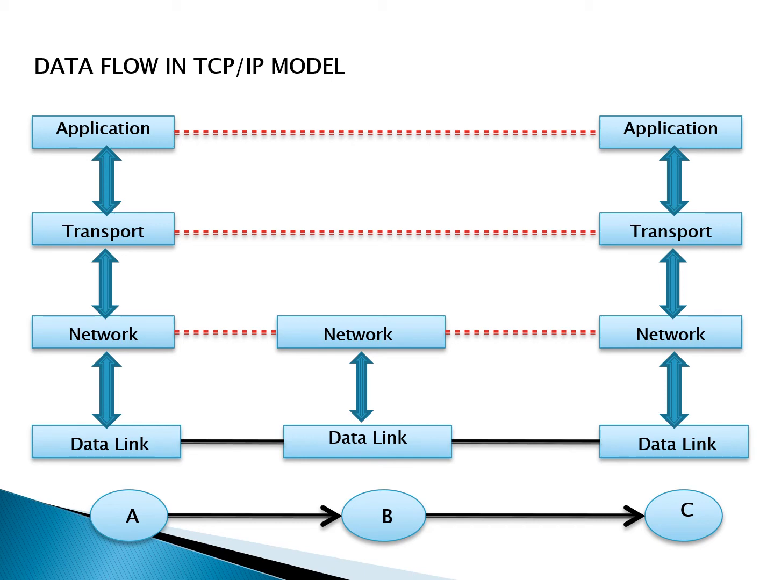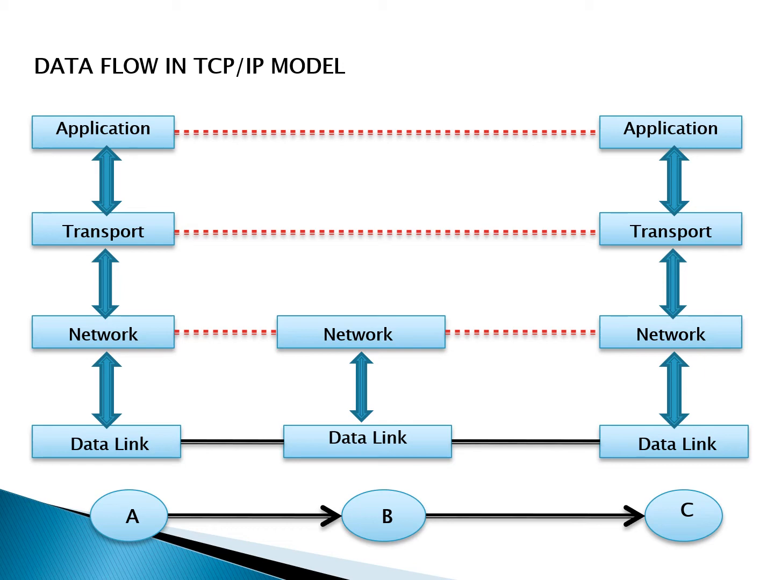This slide shows how data flows in the TCP/IP model. Data flow in TCP/IP is again simplified. Node A is the sender, node C is the destination node and node B is an intermediate node. Node A generates some data at the application layer and sends it down to the transport layer. The transport layer sends it down to the network layer, and it sends the data to the data link layer.